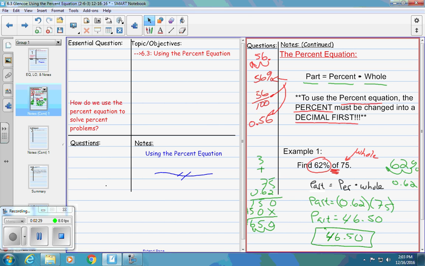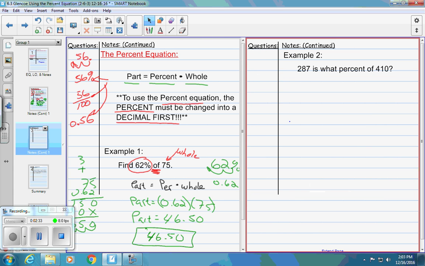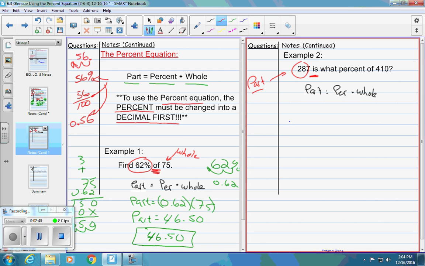And they will always give us 2 of the 3 necessary parts. So here's example 2. Again, that percent equation we're using is part equals percent times the whole. And in this problem, they gave us 287 with the is. That means that's the part. Oh, what percent? So we're looking for the percent, and of 410. So that means that's the whole.